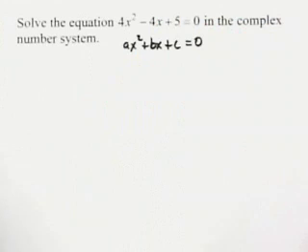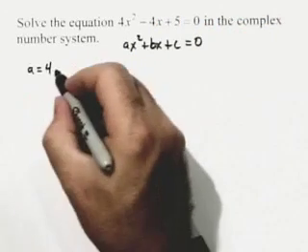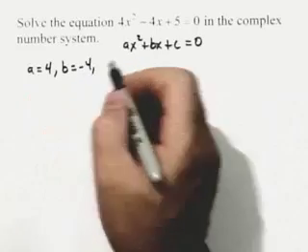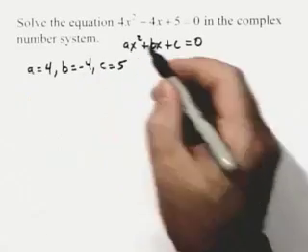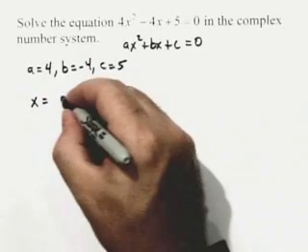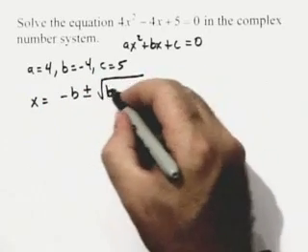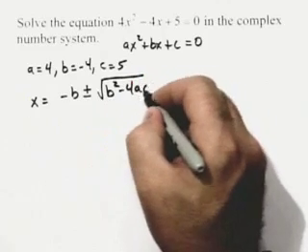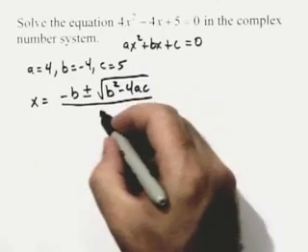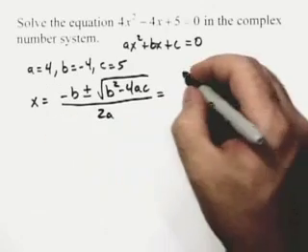So we'll go ahead and use the quadratic formula here, and we identify that a is equal to 4, b is equal to negative 4, and c is equal to 5. The quadratic formula, x is equal to negative b plus or minus the square root of b squared minus 4ac, all divided by 2a. So we'll plug in our values for a, b, and c.